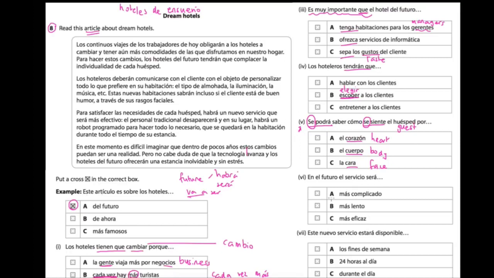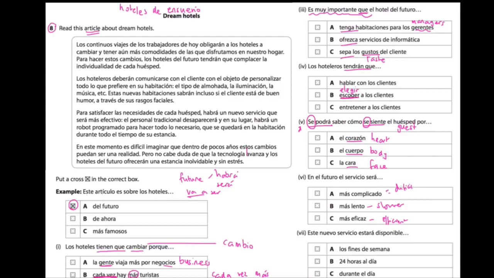En el futuro, el servicio será, in the future, the service will be más complicado, more complicated, remember, complicado, same as difícil, más lento, slower, o más eficaz, more efficient. Okay? You can probably work it out, in this case.